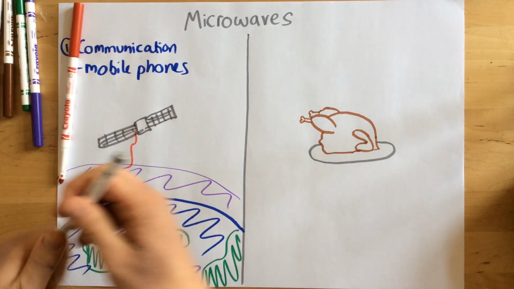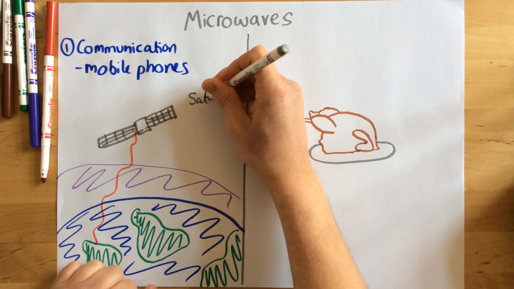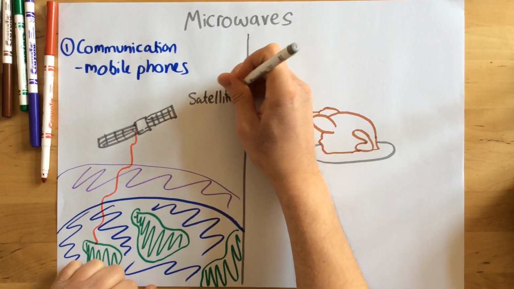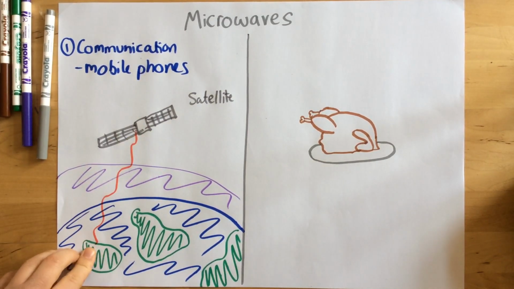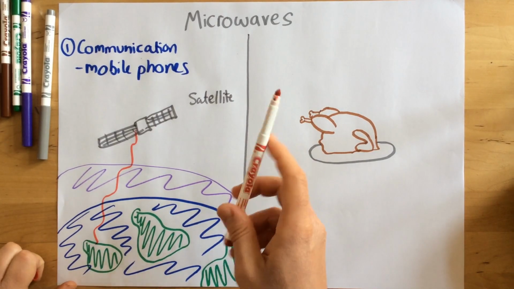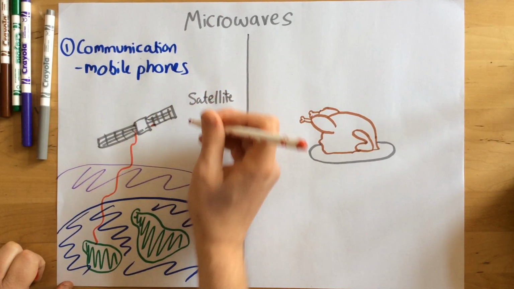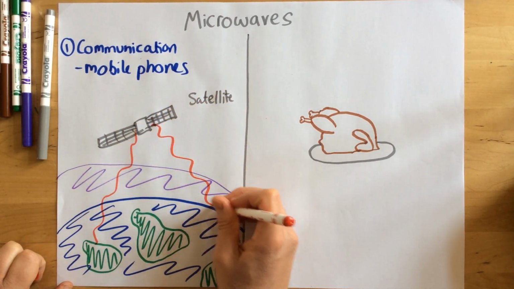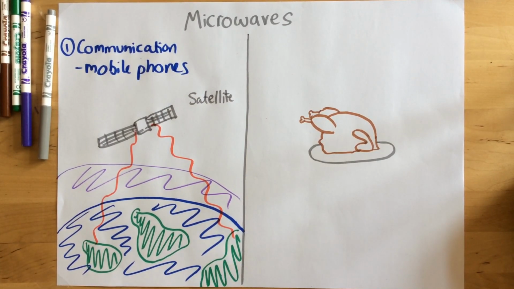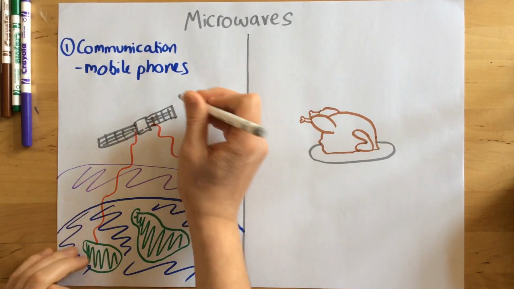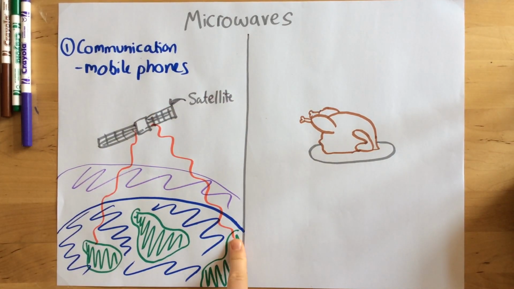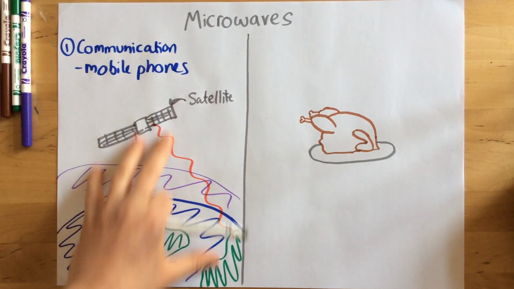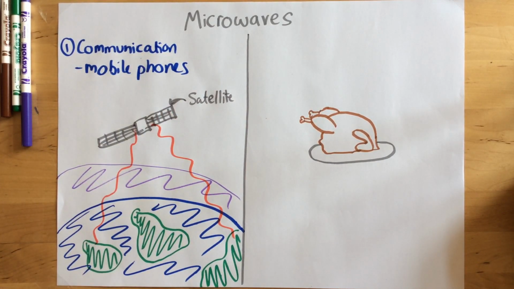So this particular thing here, this satellite, can basically receive the signal from a microwave sent from Earth, and it can then transmit another microwave to another part of the Earth. So microwaves can be used in terms of communication. This microwave can then be picked up by a receiver on the surface of the Earth. So that's one part of microwaves, how they can be used for communication.